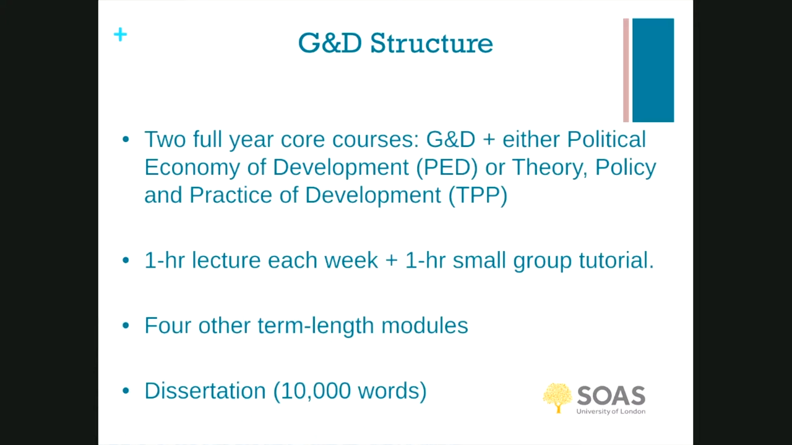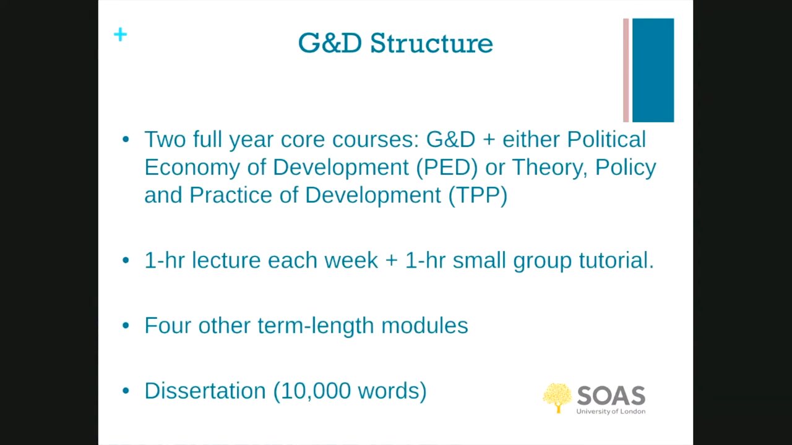You need to pass this dissertation in order to get your master's degree. And it is up to you, the topic that you choose. You discuss this in conjunction with a supervisor. And it's really an opportunity for you to explore in much more depth a topic of interest to you in the course. It has to be related in some way to the themes of globalization and development. But as you'll see, these themes are very broad. So the options available are quite wide.